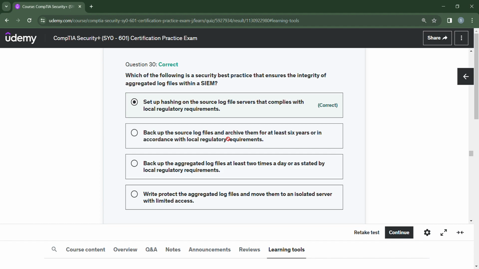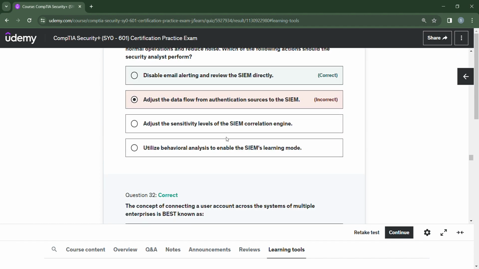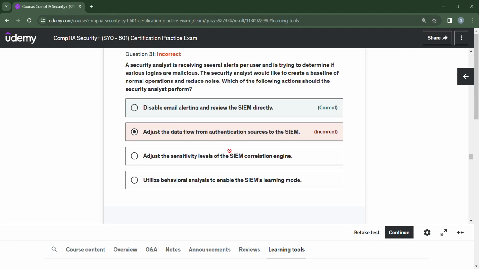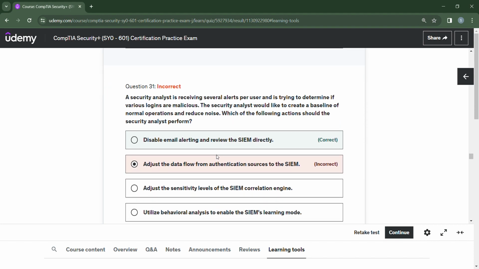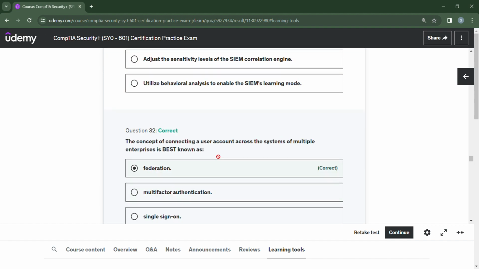Yes, so you want to hash the source log files on the aggregated log files within a SIEM. Oh, I got that one wrong, okay. They want to disable email alerting and review the SIEM directly to create a baseline of normal operations and reduce noise.